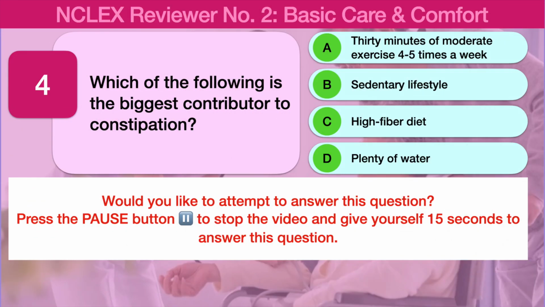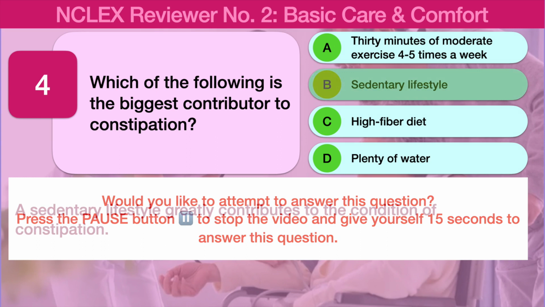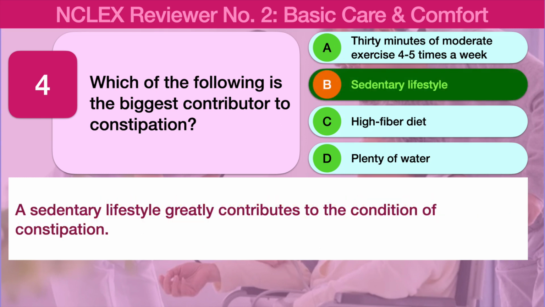Question number 4. Which of the following is the biggest contributor to constipation? A. 30 minutes of moderate exercise 4 to 5 times a week. B. Sedentary lifestyle. C. High-fiber diet. D. Plenty of water. The correct answer is B. A sedentary lifestyle greatly contributes to the condition of constipation. A high-fiber diet, plenty of water, and 30 minutes of moderate exercise 4 to 5 times a week will often relieve those experiencing constipation in short order.